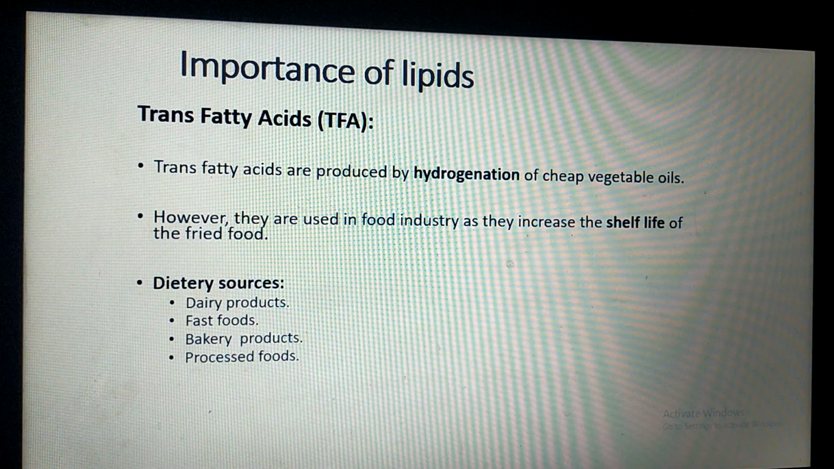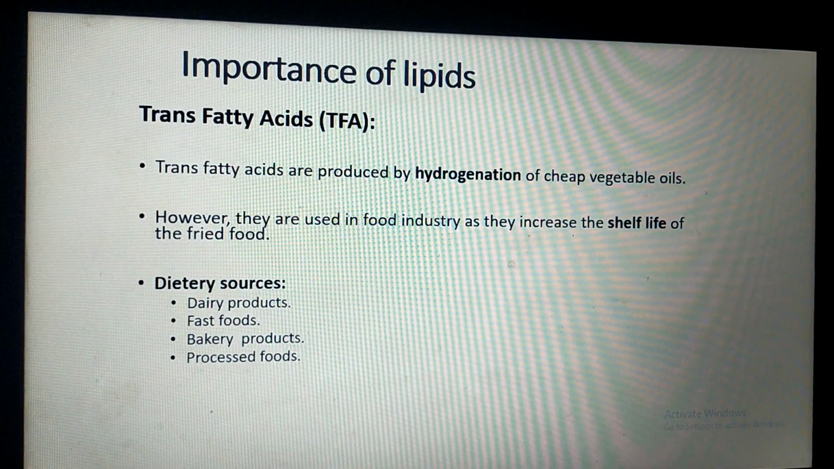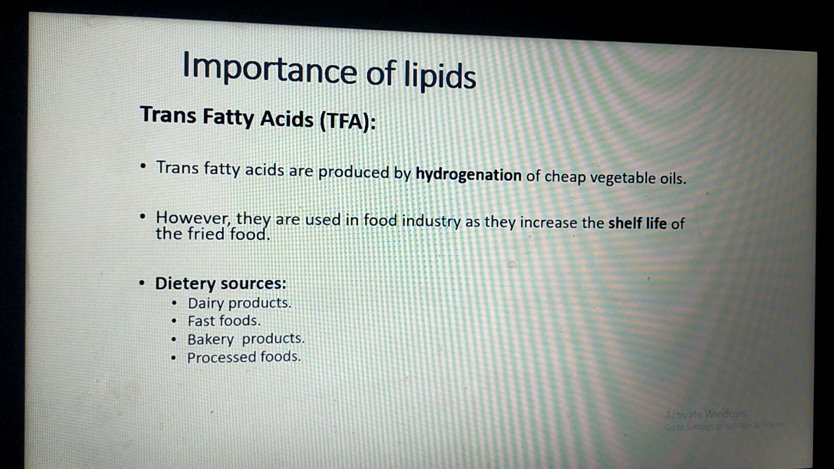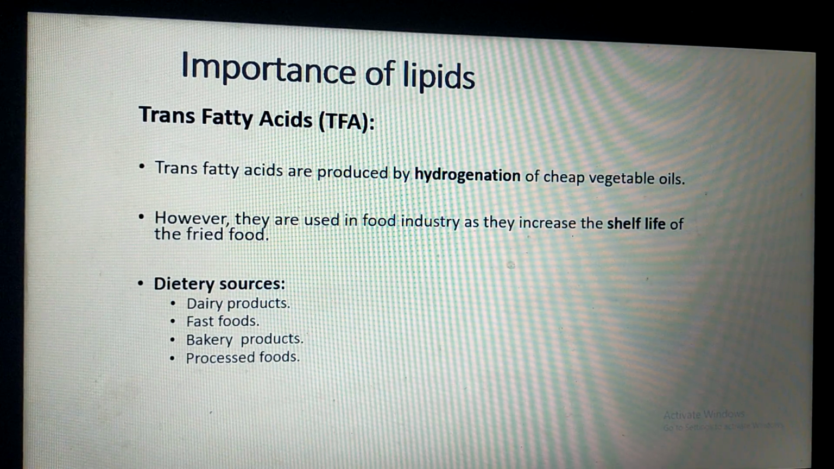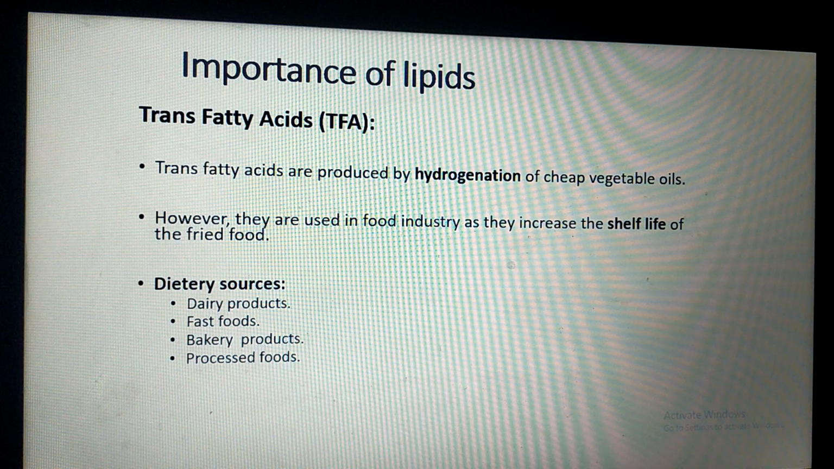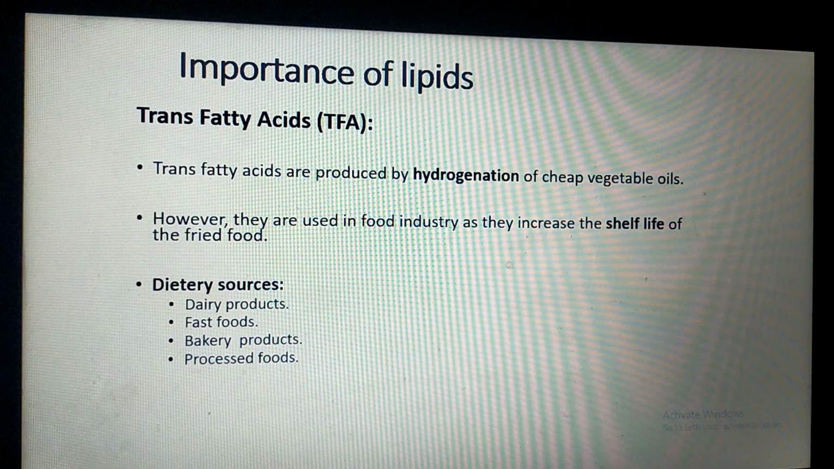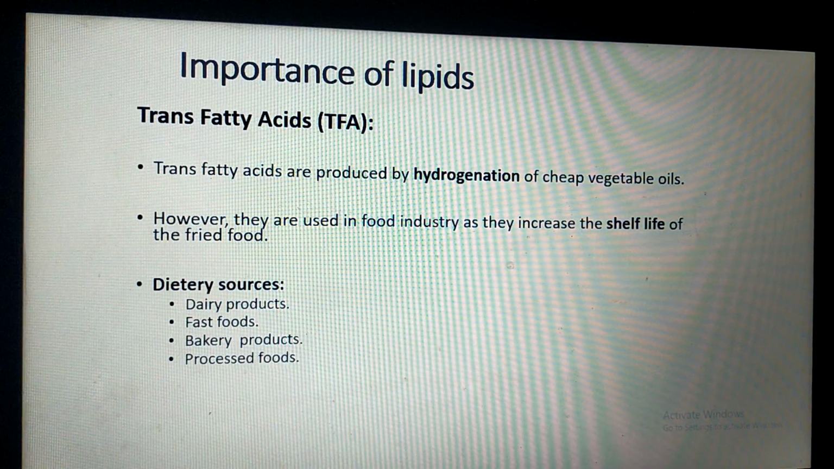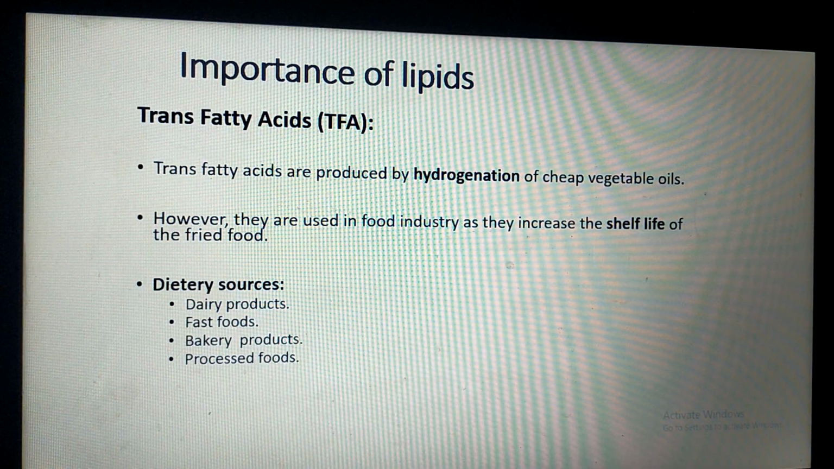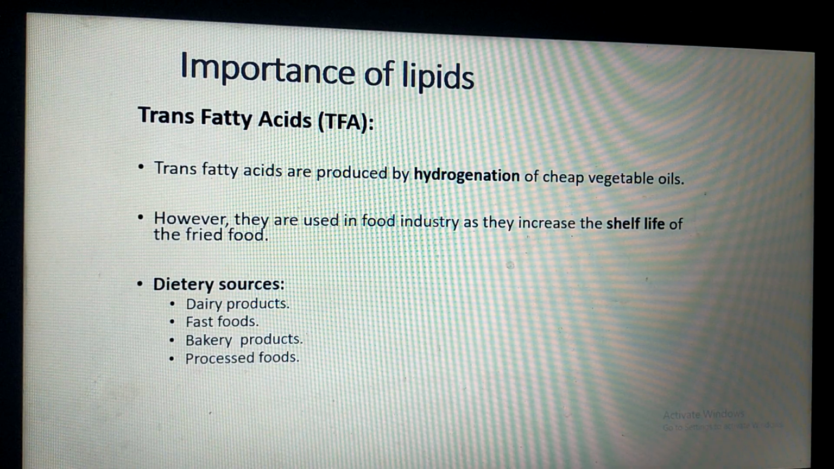So generally trans fatty acids are used in the food industry as they give more shelf life to foods and they don't have any bad smell, and these trans fatty acids are produced by hydrogenation of cheap vegetable oils. Now where do you find these trans fatty acids in the diet? They are found in dairy products, fast foods, bakery products and processed foods.